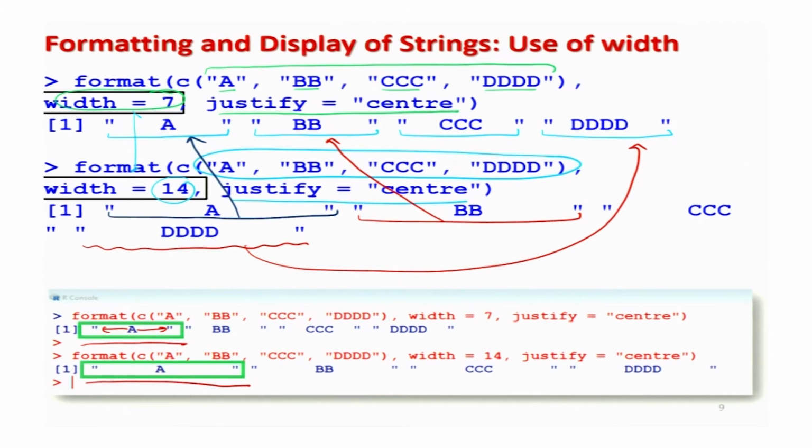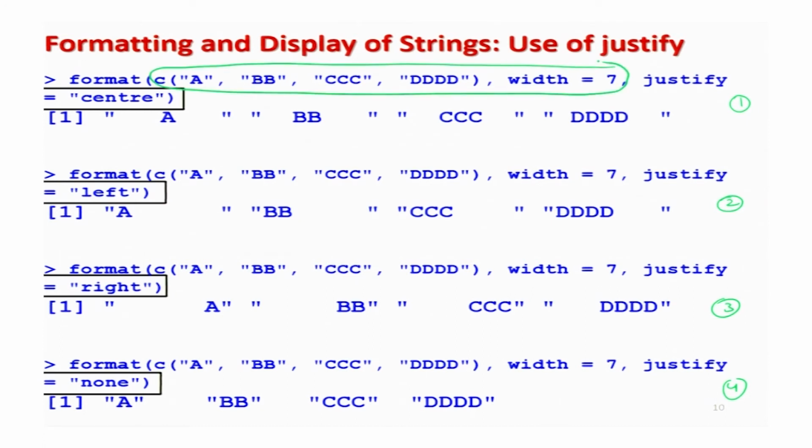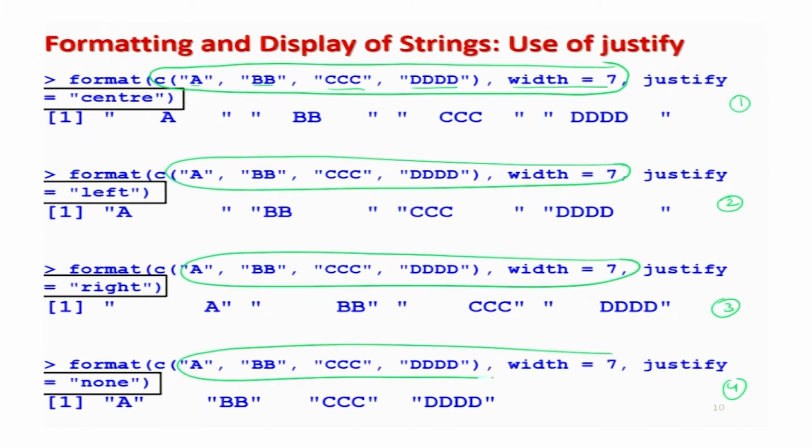So, you can see that with this example it is quite easy for me to explain how width controls the outcome. Similarly, I consider here 4 cases: case number 1, 2, 3 and 4. In all the 4 cases I have taken the same data vector and same width. The data vector is the same as earlier, A, double B, triple C, 4 times D, and the width is 7. This is the same in all the 4 cases.